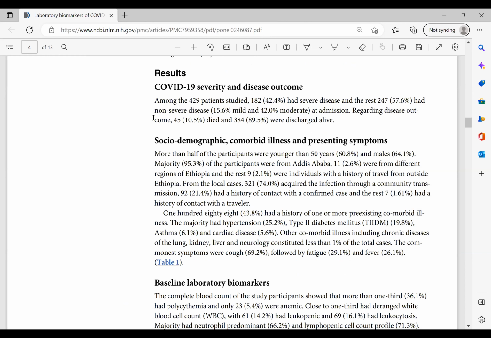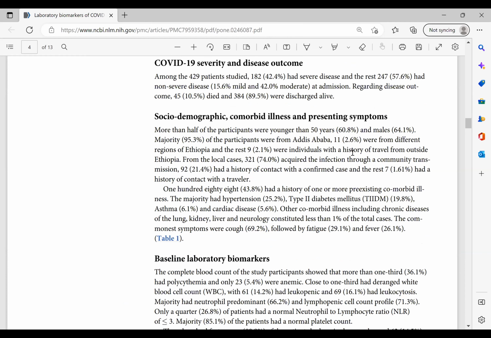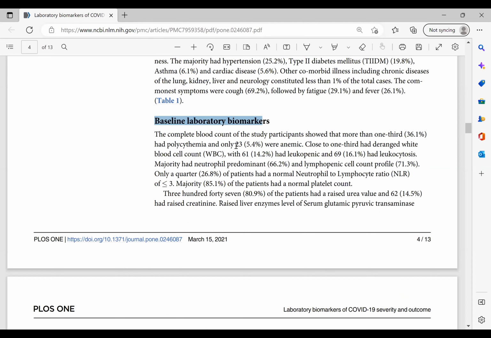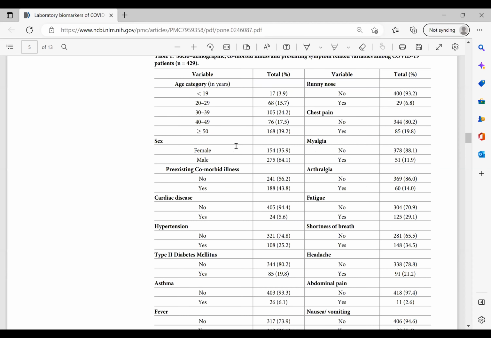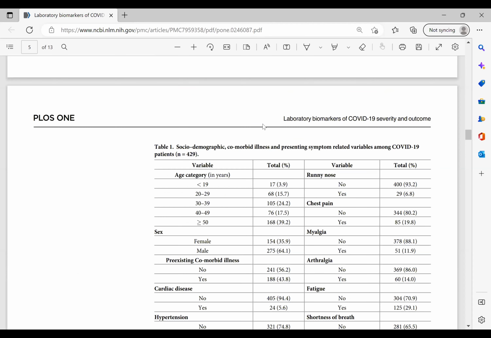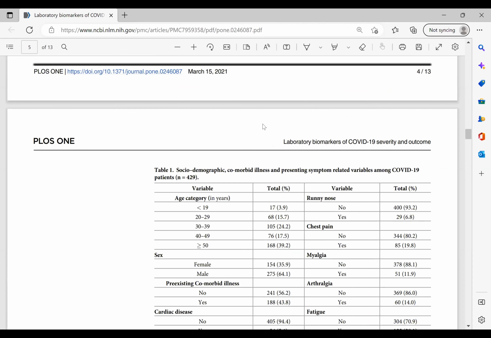And after that, we presented the socio-demographic characteristics and underlying clinical characteristics. It's just a simple presentation of how many of the studied population were older, how many of them were males, and stuff like that. You can read this. Third, again, this is just a descriptive analysis, the baseline laboratory biomarkers. We presented their findings. As you can see, this is the table that I have shown you with the narration for above. So you can present it this way.